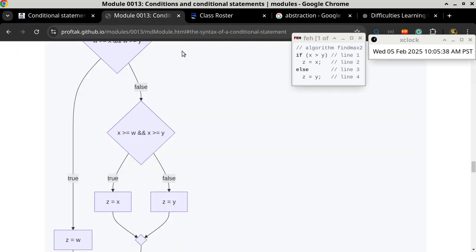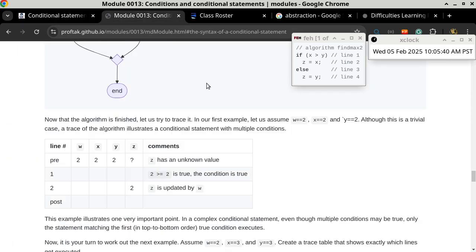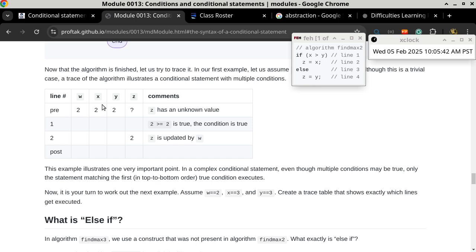Yes. So let me go to the trace here. If this is the logic, and if X, Y, and Z are all twos to begin with, then this is the trace of the example when we have a precondition where W, X, Y are all twos to begin with. So you have to give me three scenarios.